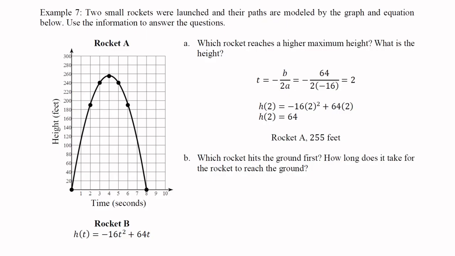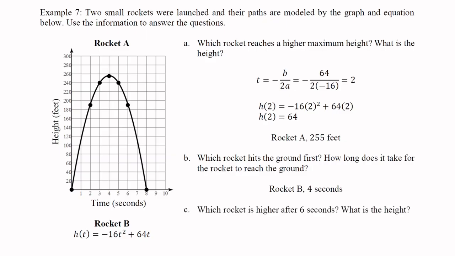Which rocket hits the ground first? How long does it take for the rocket to reach the ground? So again, we're going to look at rocket B. We have our axis of symmetry, which is 2. So that means that it's going to take another 2 seconds to complete the parabola. So it will reach the ground at 4 seconds. It will reach the ground first because rocket A takes 8 seconds to reach the ground if you look at the x-axis.